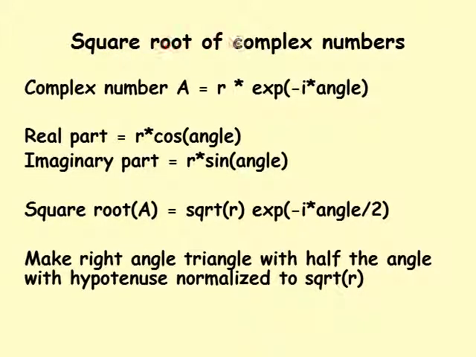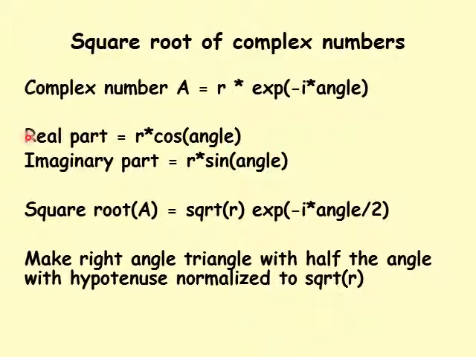Now we will look at another way to do a square root. A complex number a can be given by r times e to the power of i times the angle. R is the magnitude and the angle is the angle between the x-axis and the hypotenuse. The real part of the complex number is r times cosine of the angle, and the imaginary part is r times sine of the angle.